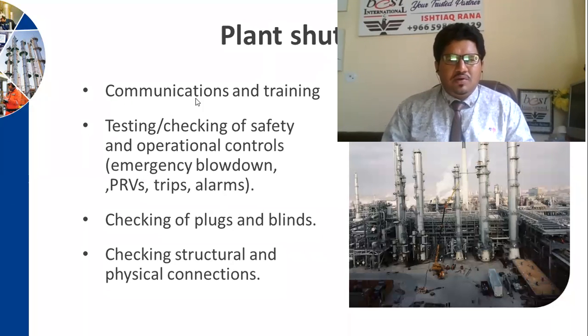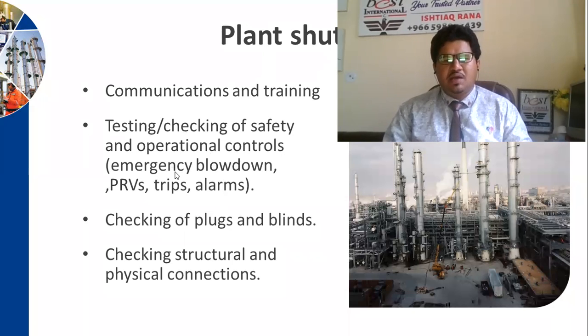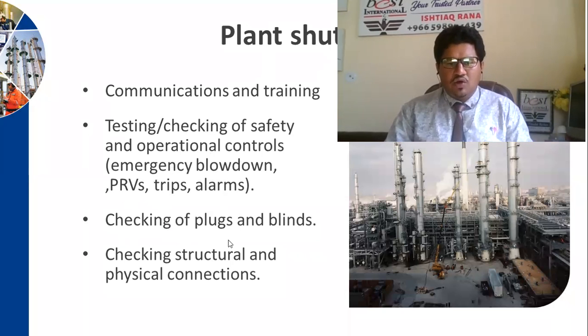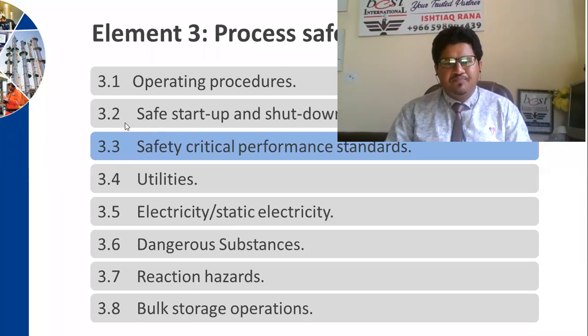Now, plant shutdown, communication and training is critical. Testing, checking for safety and operational controls like emergency blowdowns, PRVs and trips and alarms, and also checking of plugs and blinds, checking structures and physical connections.